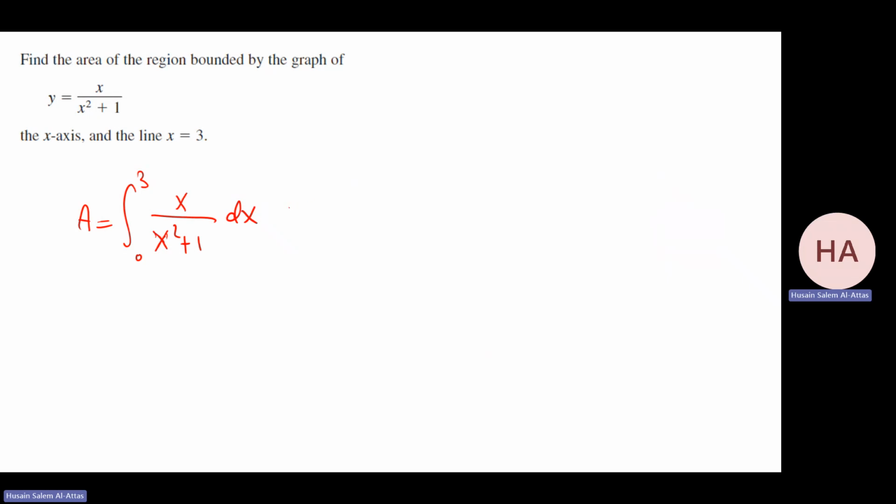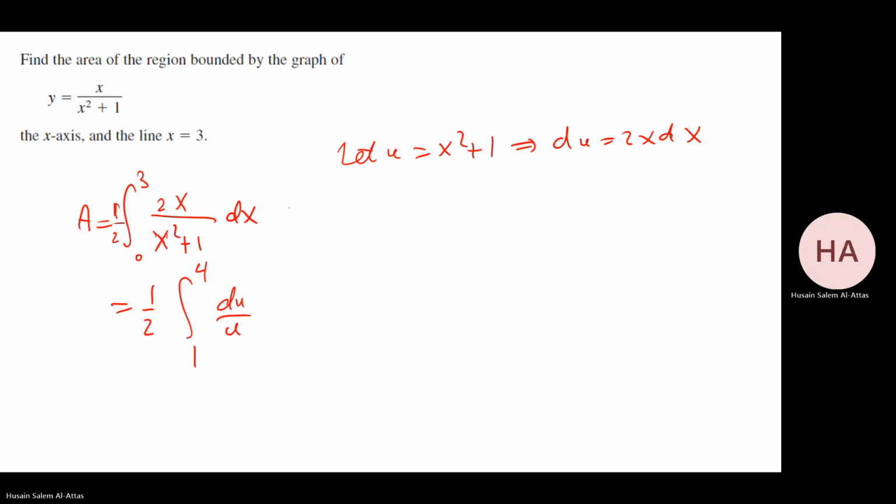Okay, now I need to find this integral. If I let u equal x squared plus 1, what will be du? It will be 2x dx. It means I need 2 there and half outside, so this will be half. This is a definite integral, so change the limits. From 0, that will be 1, and that will be 4, du over u, which is half ln of u from 1 to 4.